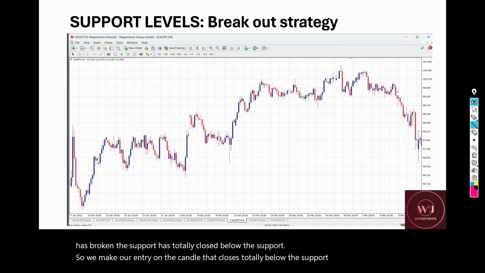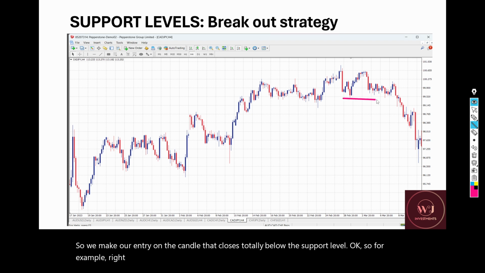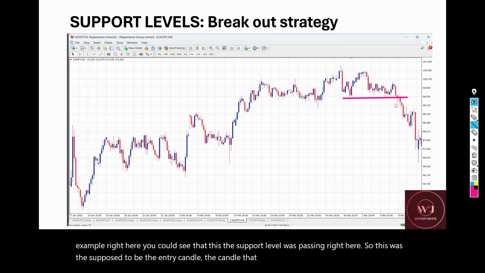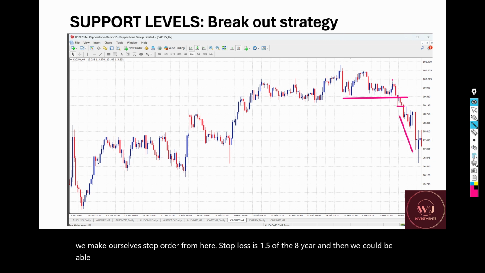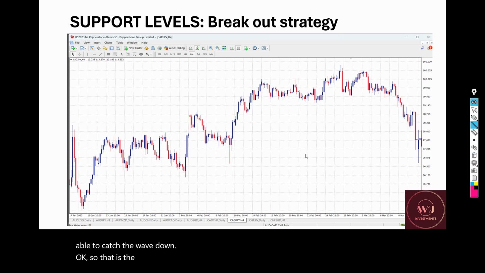Okay, so for example, right here you could see that the support level was passing right here. So this was supposed to be the entry candle, the candle that closes totally below the support level. So we make our sell stop order from here. Stop loss is 1.5 of the ATR, and then we could catch the wave down. Okay, so that is the breakout strategy. In the breakout strategy, we don't wait for a retest.